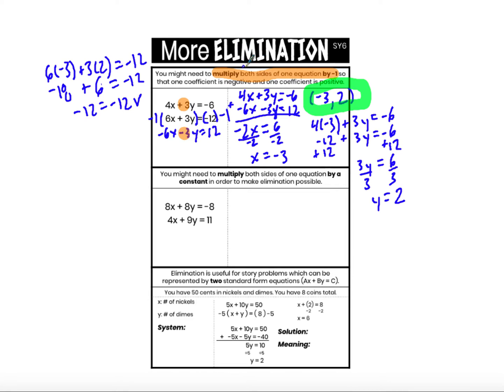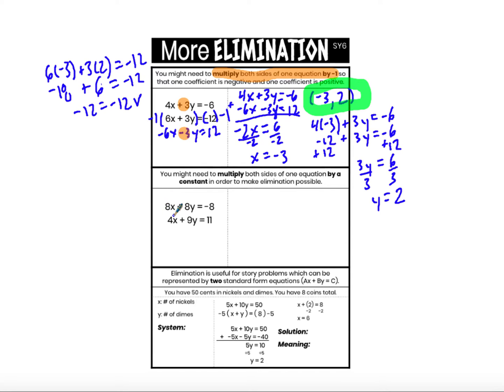So that's my first case of elimination, where I have matching coefficients, so I need to multiply one of the equations by negative 1. The second case is where I need to multiply both sides of one of the equations by a constant so that elimination is possible. If we look at this system, it's a great candidate for elimination. Both equations are in standard form. I just have to do one step first before I eliminate.